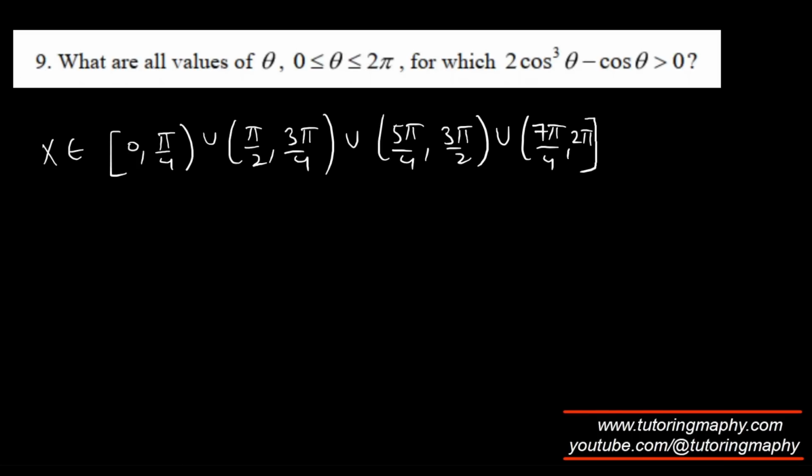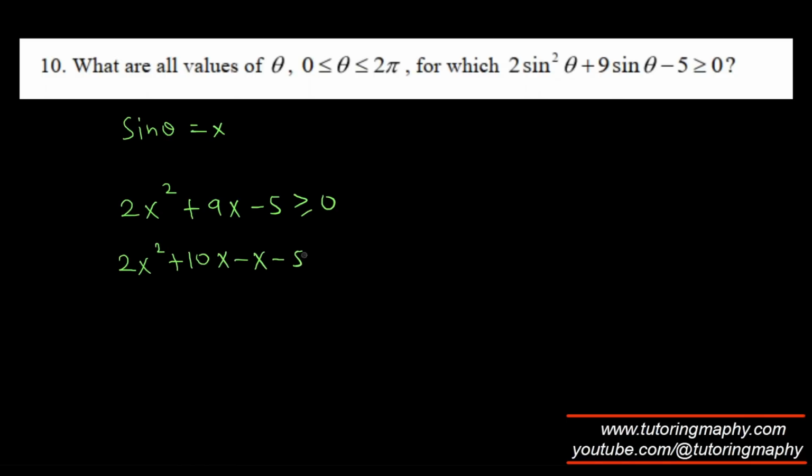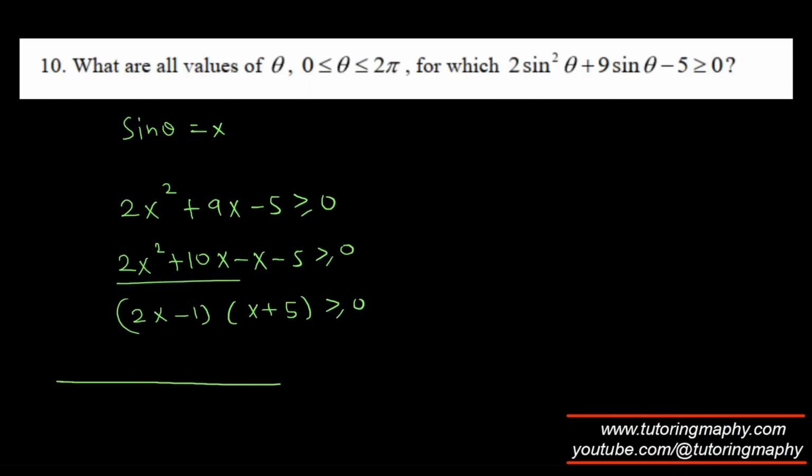We do have one last question. This is also clear factorization, so we know that now we have to take sine theta as, let's say, x, so it becomes 2x squared plus 9x minus 5 is greater than or equal to 0. I think it can be factored. 2x squared plus 10x minus x minus 5 should be greater than or equal to 0. Taking 2x out and minus 1 out from here, I'm left with (2x minus 1)(x plus 5) greater than or equal to 0.